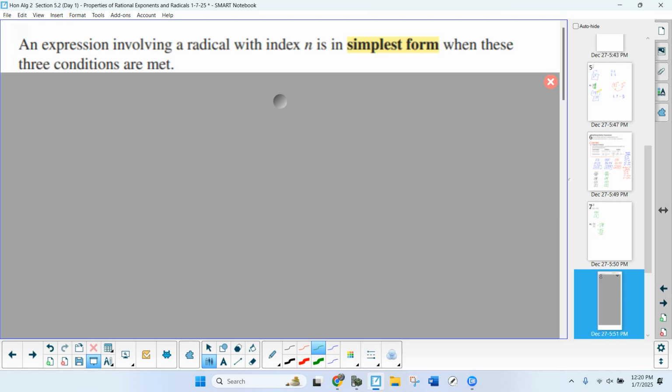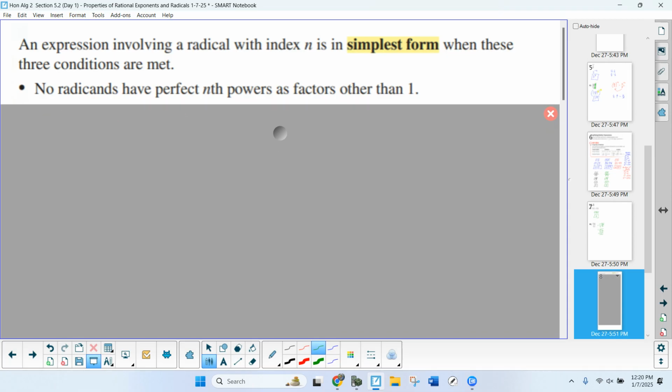All right. We are not in simplest form unless no radicands have perfect nth powers as factors other than 1. So that means, like, we broke square root of 12 up into 4 and 3. Or what other ones did we break up? Cube root of 24 up into cube root of 8 and cube root of 3. If you can break it up, you have to break it up.